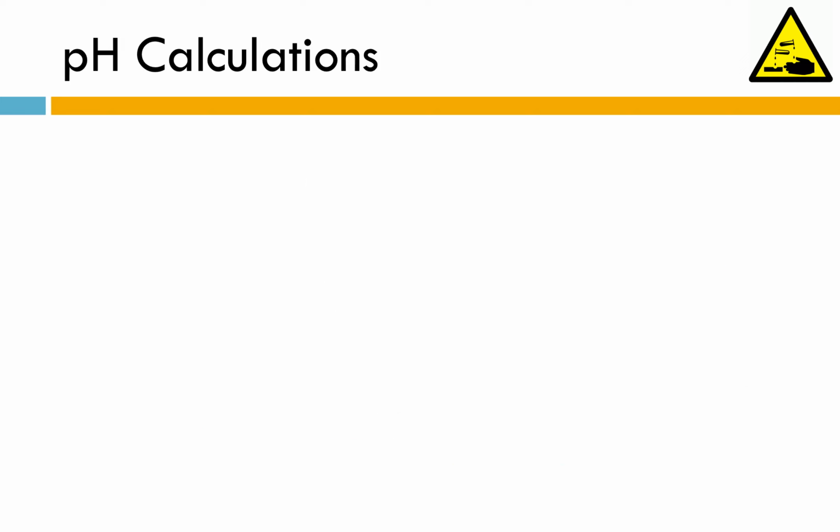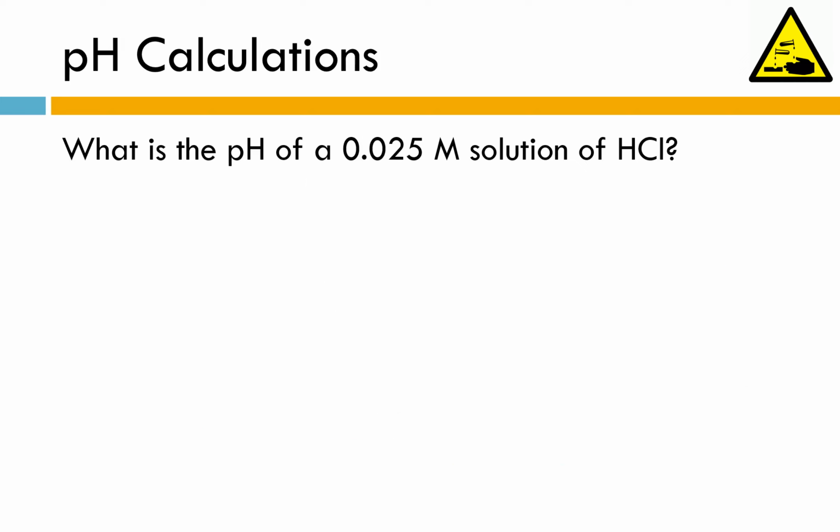So let's go ahead and try this out. Let's say that we have a 0.025 molar solution of HCl. First thing we need to do is find the concentration of H plus ions. HCl is a strong acid. Hydrochloric acid dissociates completely, so if we have one HCl molecule in solution, it's going to break apart into one H plus and one Cl minus.